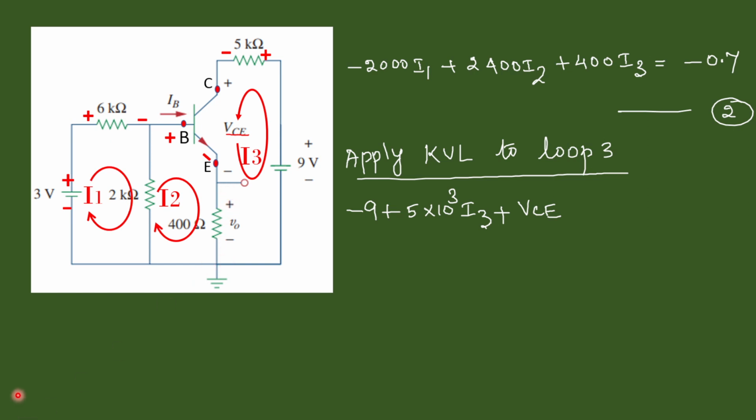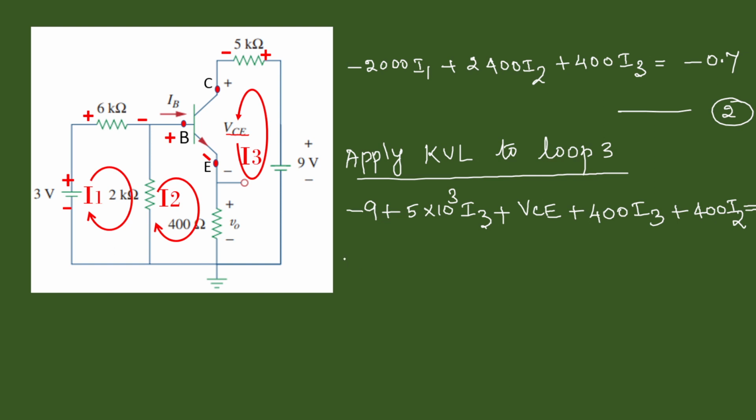Okay, so again it is plus 400 ohms, that I3 current is entering. Similarly this 400 ohm through which this I2 current is also entering. Okay, so that is equal to 0.